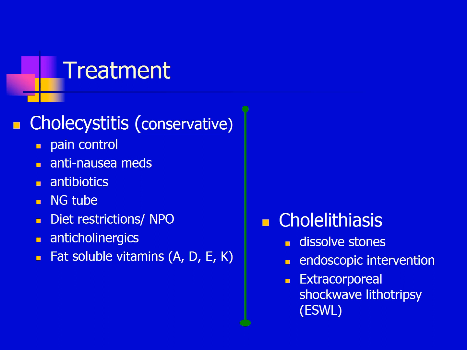For cholecystitis, an inflammation, we try to control the pain, control nausea and vomiting, give antibiotics, NG tube, diet restriction, NPO, anticholinergics, fat-soluble vitamins. And in cholelithiasis, we want to dissolve the stone, right? And do shock wave therapy, ESWL. Part of the job, like the kidney lecture, is to make sure that we monitor and strain the urine so we can see if the stone has passed.